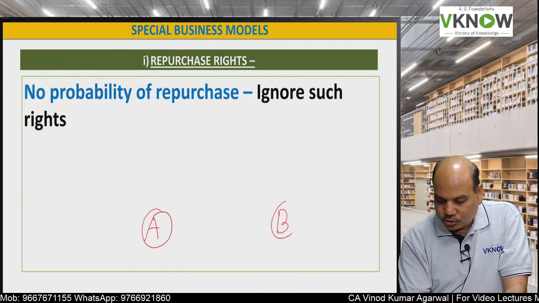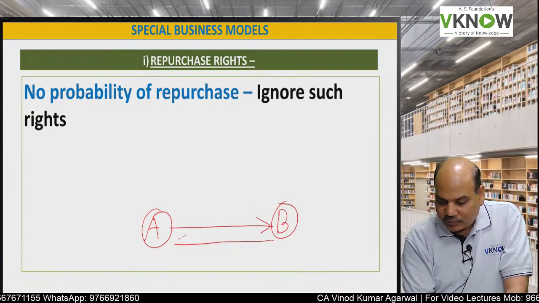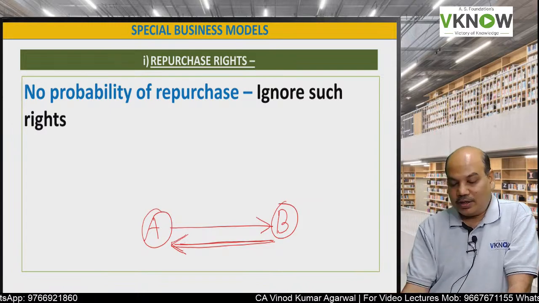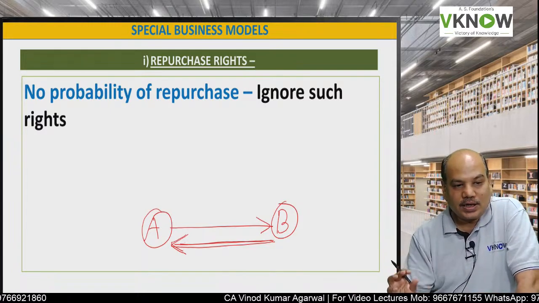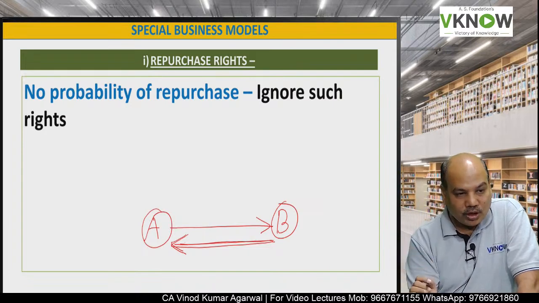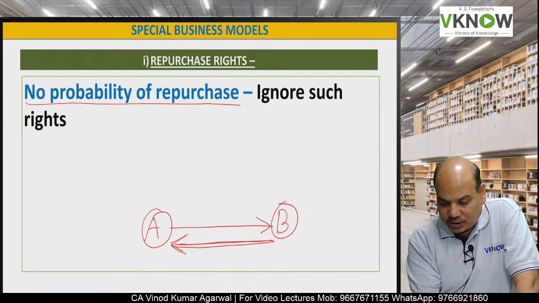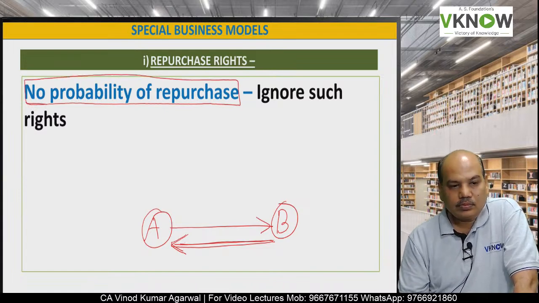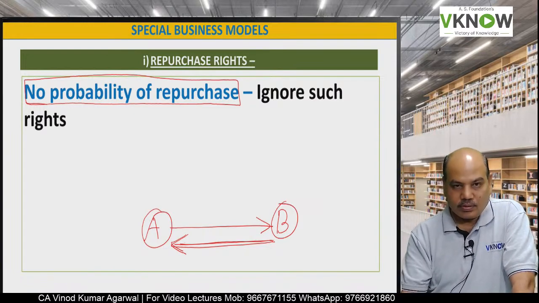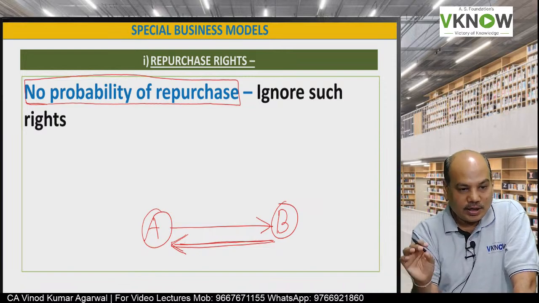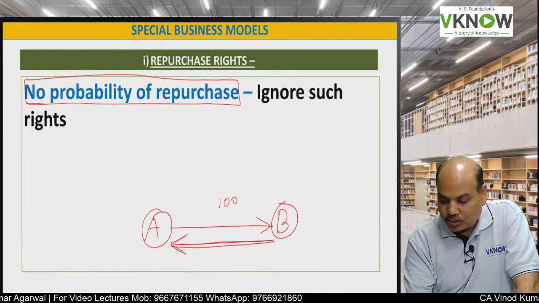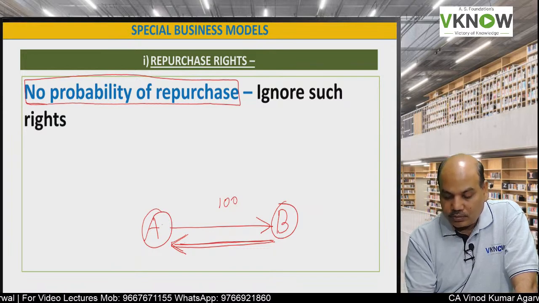A sold goods to B. Then the contract is designed in such a manner that these goods are going to be repurchased by entity A. How to do the accounting? First of all, if there is a repurchase right but there is no probability of repurchase, it's only in theory that there is a repurchase right, but you know that this repurchase is not going to happen.